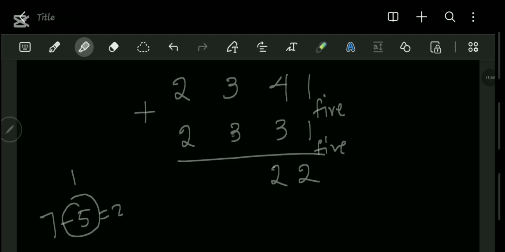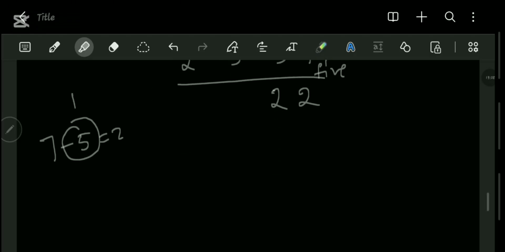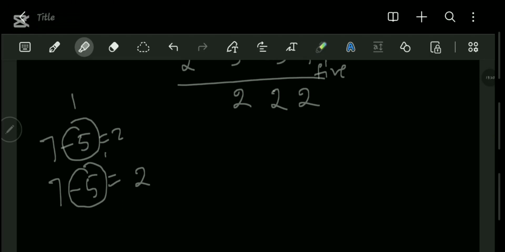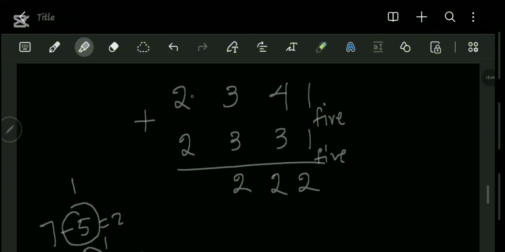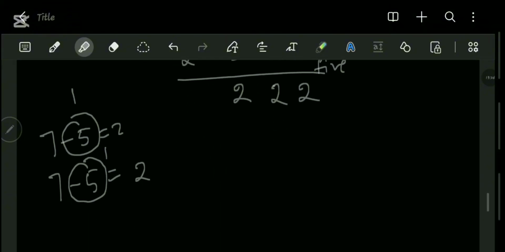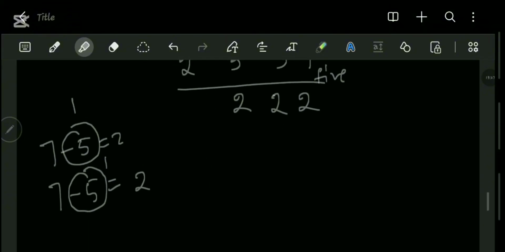So 3 plus 3 is 6, plus this one you are carrying over is 7, right? And you can't write 7 there. So 7 minus the base, that's giving you 2. You can drop your 2. And then the number of times you subtract is what you are carrying over. You have to subtract 5 once. Then 2 plus 2 is 4. Plus this one now you are carrying over is 5. But you know you can't write 5 here because the number must not be 5 or more than 5.